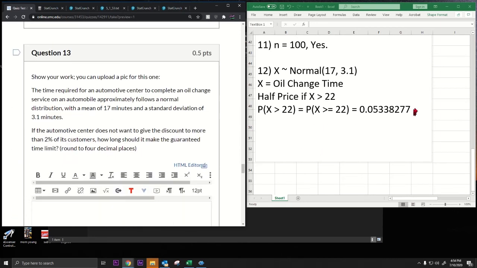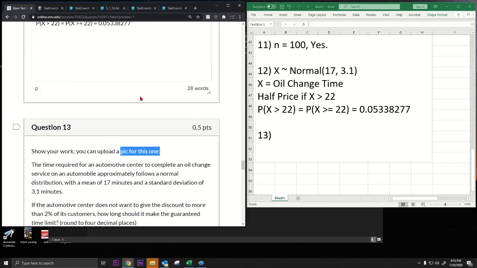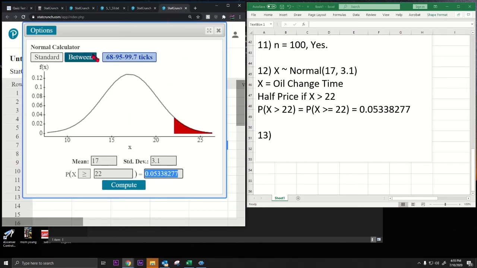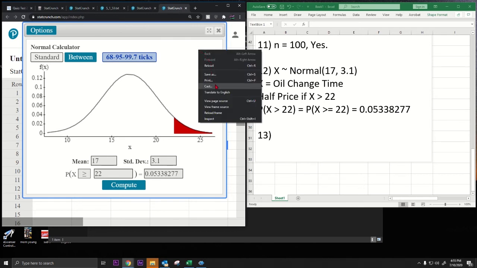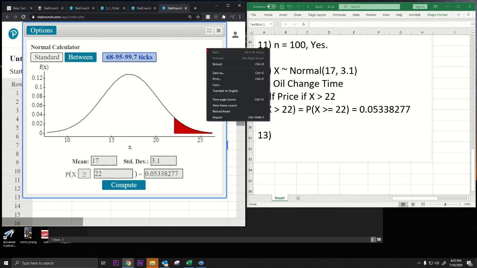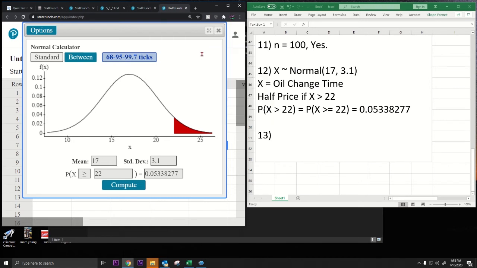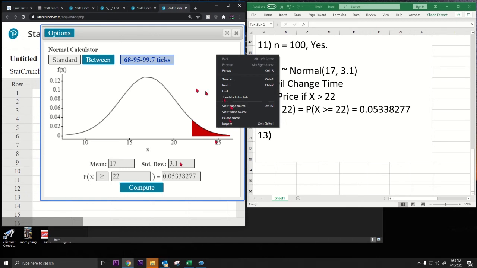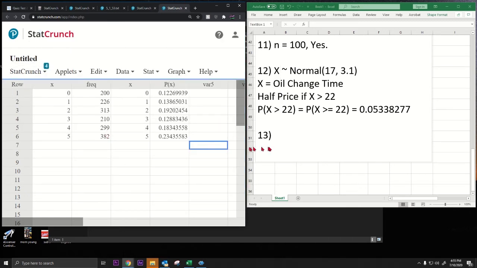Alright, number 13. Show your work. You can upload a pic for this one. Oh, did I do a pic? I guess I could have uploaded a pic on this one too, right? Or not, if you don't want to. Well, you probably should upload a pic to show your work on that one. Why won't it let me copy it right now? This is a graph. It should let me copy this. But for some reason it's not. But you're going to want to insert this. This is you showing your work for how you got that probability.